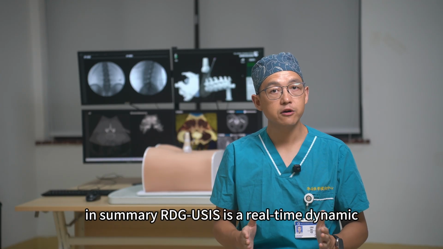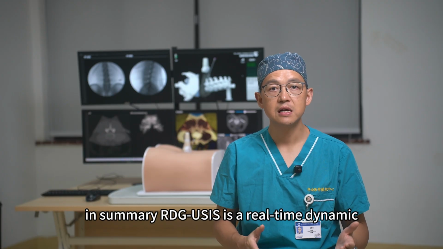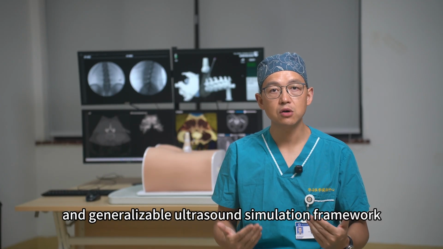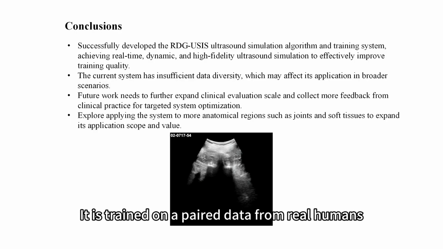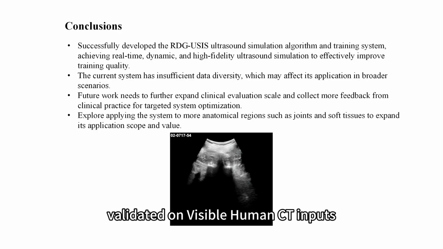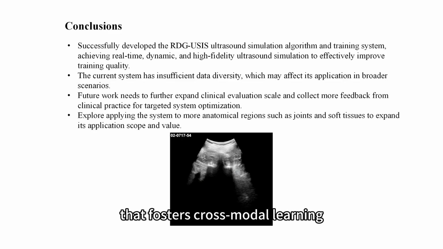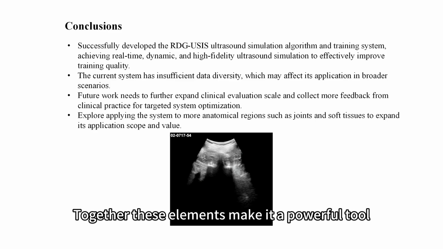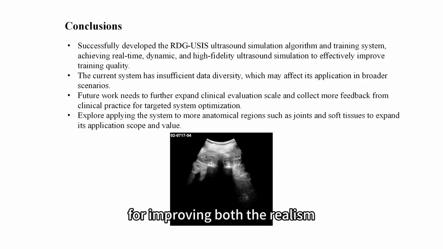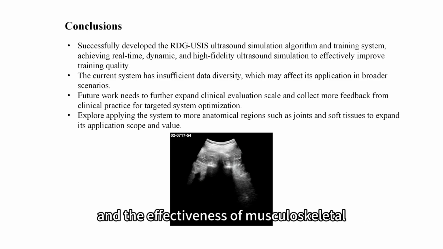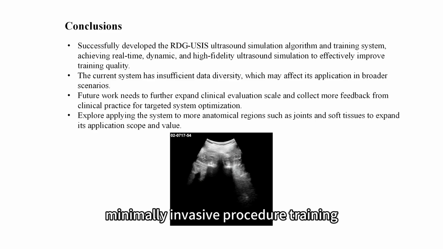In summary, RDG-US is a real-time, dynamic, and generalizable ultrasound simulation framework. It is trained on paired data from real humans, validated on Visible Human CT inputs, and deployed within a multimodal training system that fosters cross-modal training. Together, these elements make it a powerful tool for improving both the realism and the effectiveness of musculoskeletal minimally invasive procedure training.